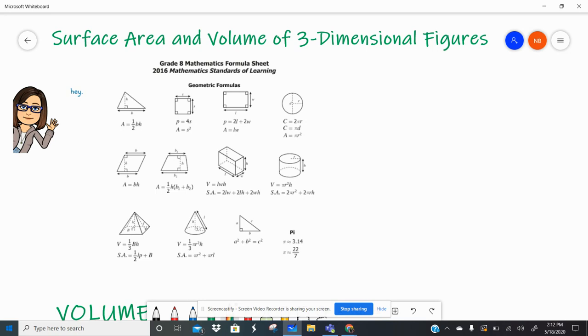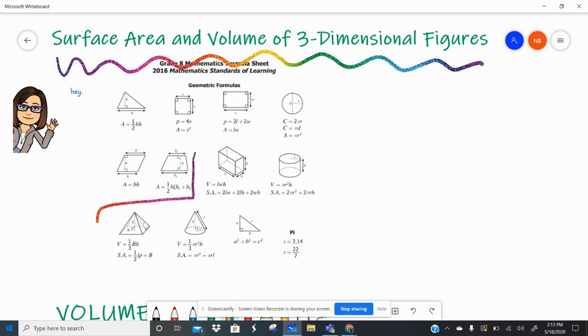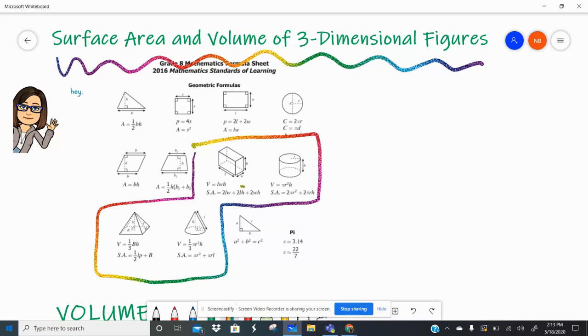And this week we'll be focusing on surface area and volume of three-dimensional figures. So we're still working with the formula sheet that you've been exposed to the last 2 weeks, but this time we're going to be working on the three-dimensional shapes: rectangular prism, a cylinder, a square-based or rectangular-based pyramid, and then the cone.